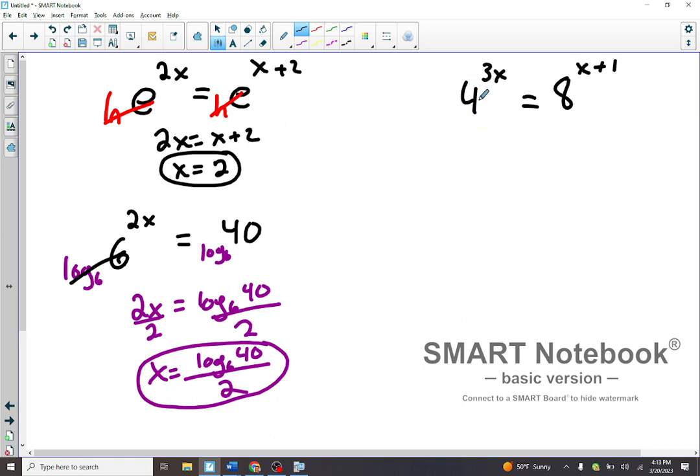All right, so this one, 3x, 8x plus 1. In this case, we have 2 exponents here, so we see if we can match the bases. 2 squared and 2 cubed.